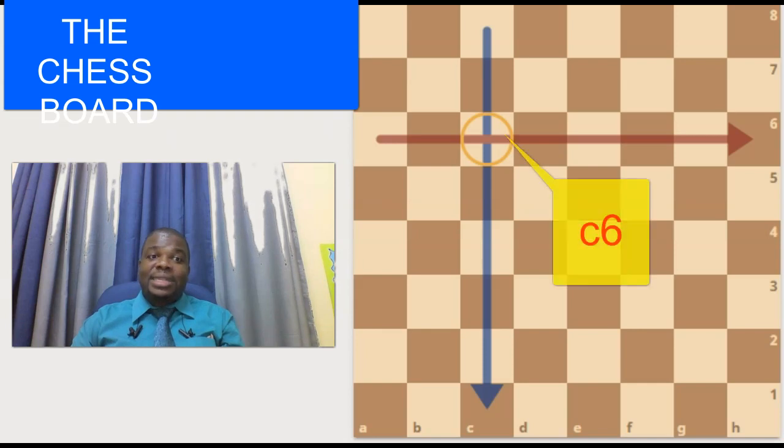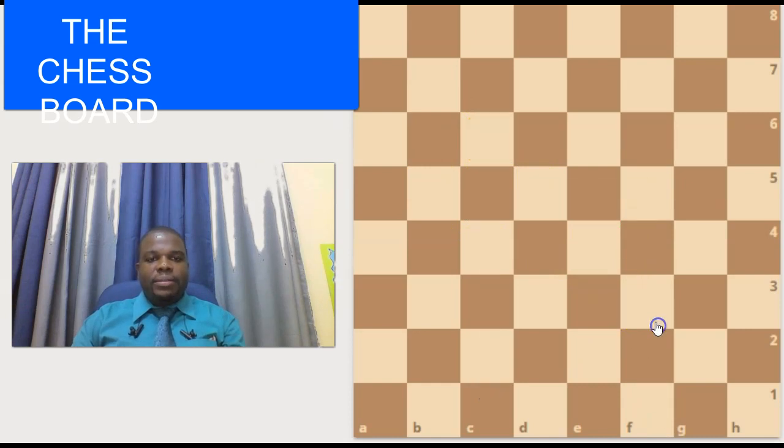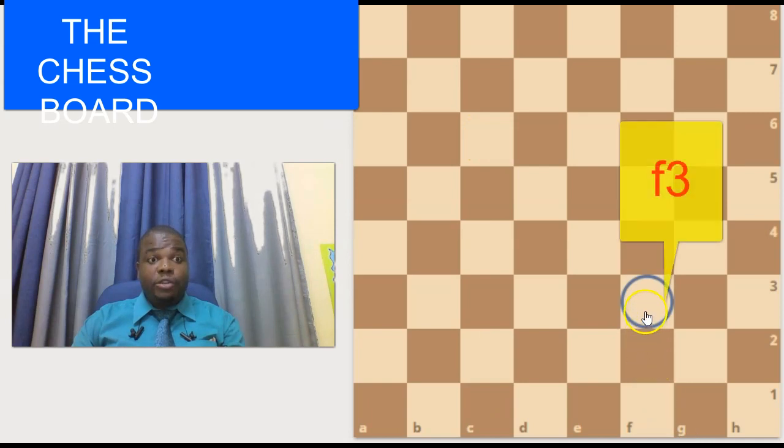Alright, if you said C6, you would be a superstar. C6 is correct. So the name of that square is C6. Alright, that means the name of this square is called F3. That's F3 because it's on the F file and the 3rd rank.